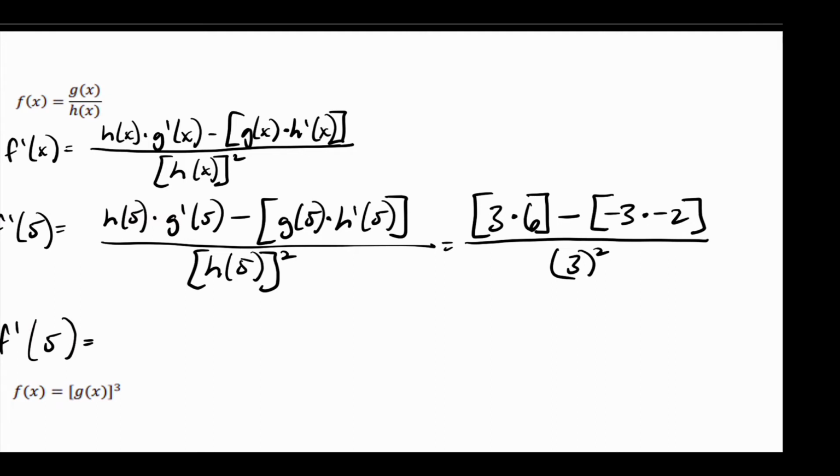Okay. So on top, we get 18 minus 6 over 9. So that's 12 over 9, which reduces to 4/3. 4/3.